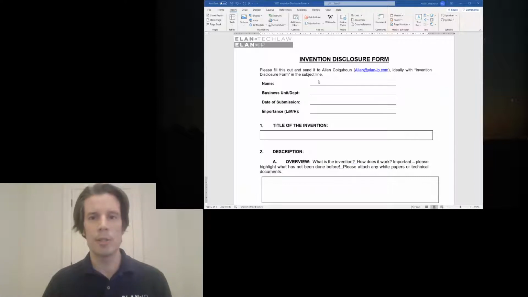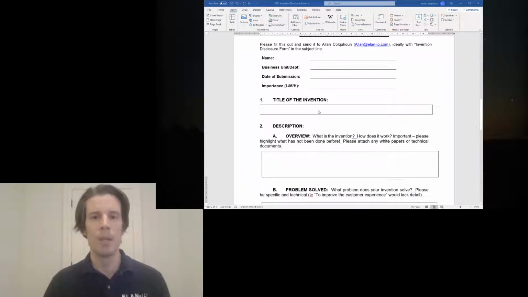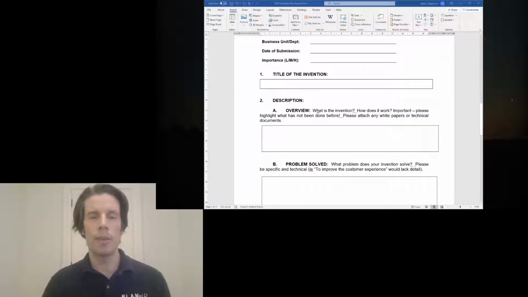So you'll see at the top just some bibliographic information: name, business unit or department, date of submission, and importance: low, medium, high. Obviously you can characterize these however you want to, but it's helpful in my experience to have an idea of the inventor's perception of the importance of the invention. Then the title of the invention. Sometimes they'll leave this blank, but just to have them guide you about what we're talking about.